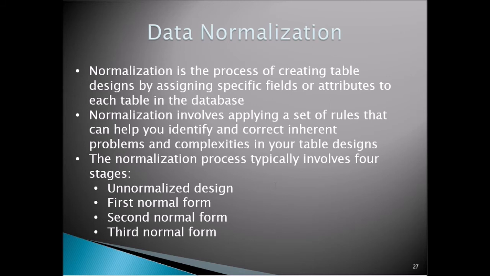However, continuing on to the different types of normalization. So first, what is normalization? It's the process of creating table designs by assigning specific fields or attributes to each table in the database. Normalization involves applying a set of rules that can help you identify and correct inherent problems and complexities in your table designs. The normalization process typically involves 4 stages: unnormalized design, first normal, second normal, and third normal form.